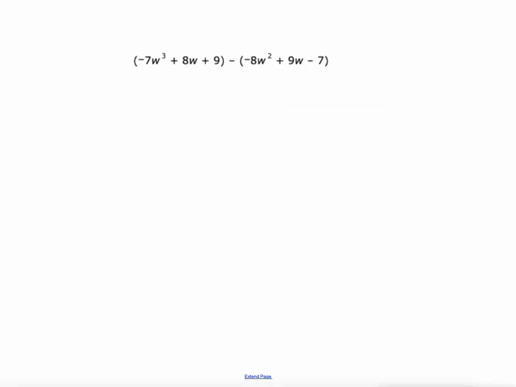One more. This is subtraction, so yes, I am going to take the time to rewrite it. It's negative 7w cubed plus 8w plus 9. And like I said, we're going to distribute this negative sign. And I chose this one on purpose too, because we're distributing two negative terms. So subtracting negative 8w squared is like adding 8w squared, subtracting 9w is minus 9w, and subtracting 7 is like adding 7.